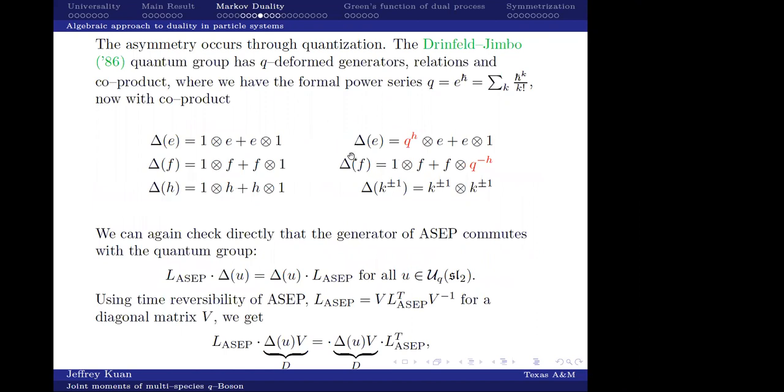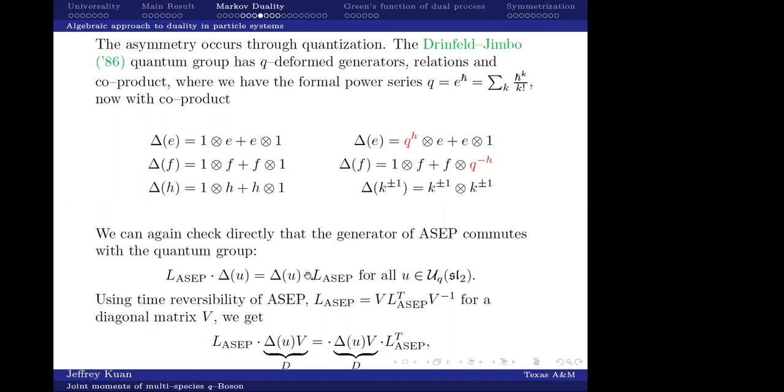Right, so then the asymmetry occurs through quantization. So in between Spitzer's duality and Schutz's duality, the 24-year gap, quantum groups were discovered. The main idea is you just Q deform everything. So the biggest change is the coproduct. So this is now different in left and right. So you switch left and right, you get a different coproduct. And when Q goes to 1, you recover the original coproduct.